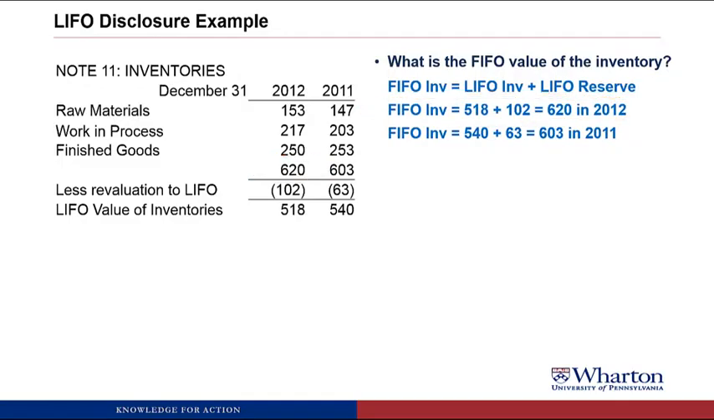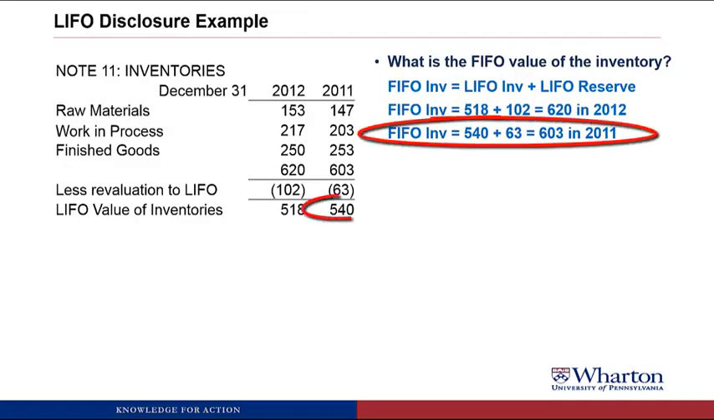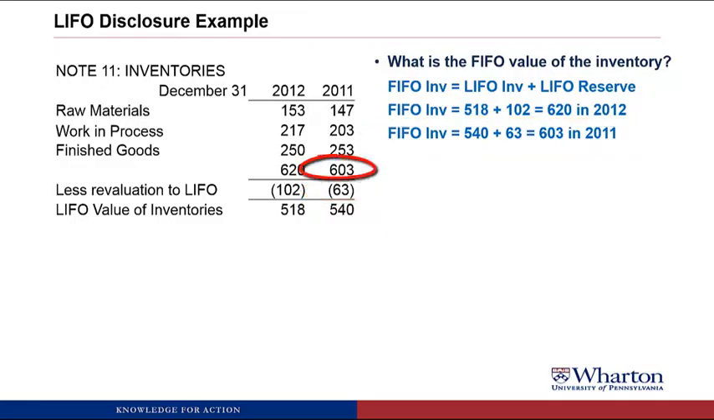Similarly, in 2011, you would take the 540, which is the LIFO value on the balance sheet, add the LIFO reserve of 63 to get 603 as the FIFO value. So notice you actually get the FIFO value of inventory disclosed here in the footnote, they just haven't labeled it as such.